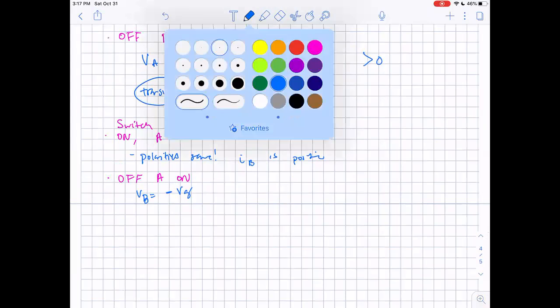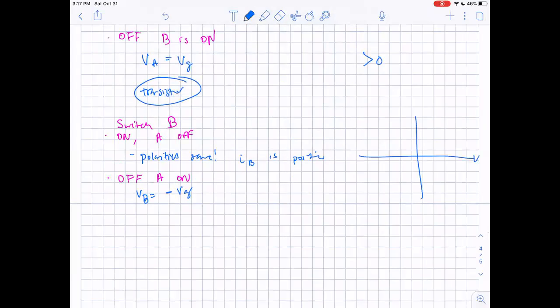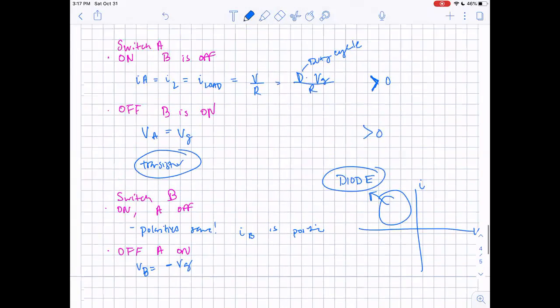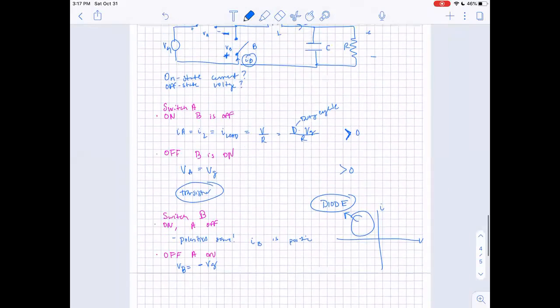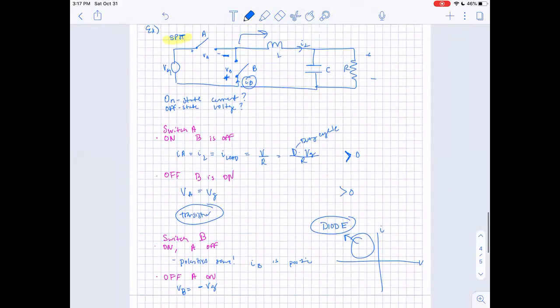So then where are we on this graph? We're in the second quadrant. So in the second quadrant, you have to use a diode. This is just a quick conceptual summary of how you're going to choose your devices depending upon your on-state current, your off-state voltage, and what kind of circuit you have.